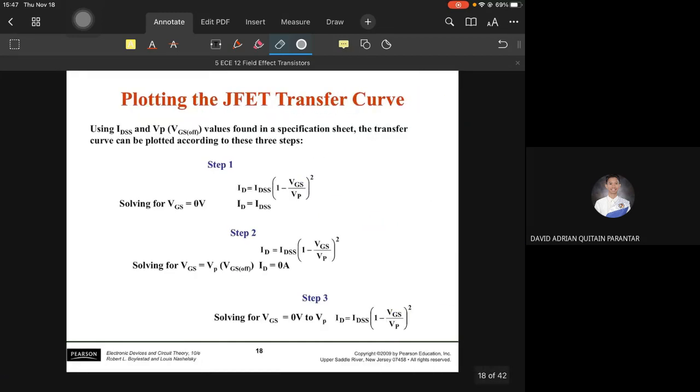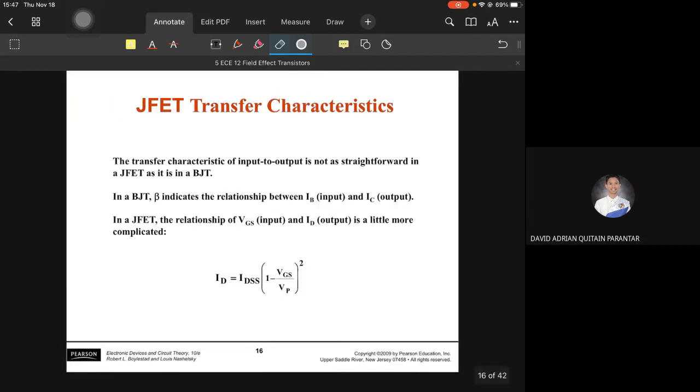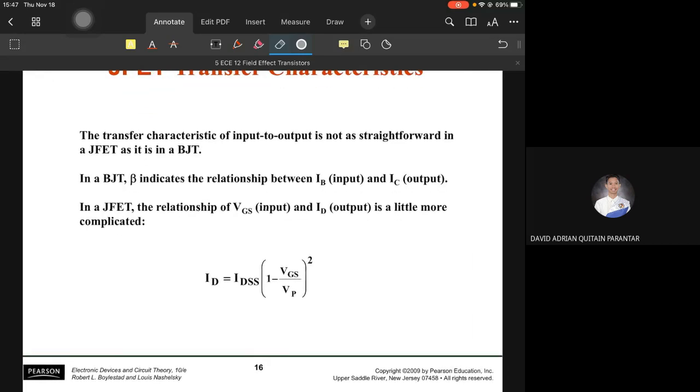For the JFET, I think we only need to memorize two characteristics. One is this one. This is called the Shockley Equation, if I'm not mistaken, named after the inventor of the transistor, I think. Or at least this is a version of the Shockley Equation.